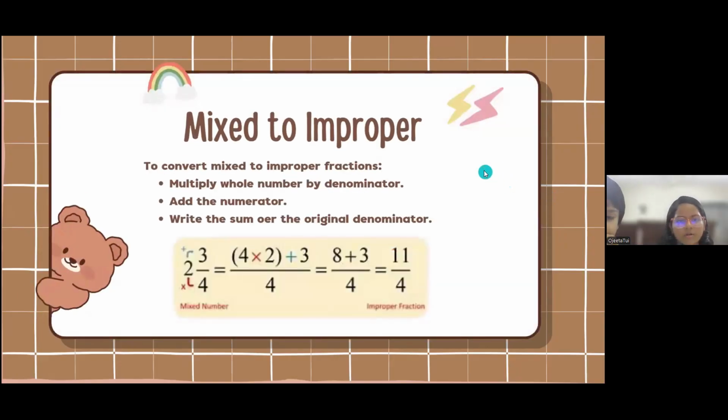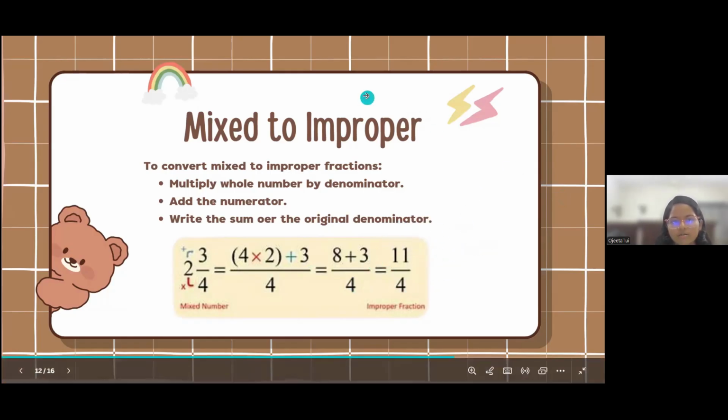Mixed to improper. To convert mixed to improper fractions, multiply the whole number by the denominator. Add the numerator. Write the sum over the original denominator. So 2 and 3 by 4 equals 4 times 2 plus 3 by the original denominator 4, which equals 4 times 2 is 8 plus 3 by 4, 11 by 4. And this is the improper fraction.